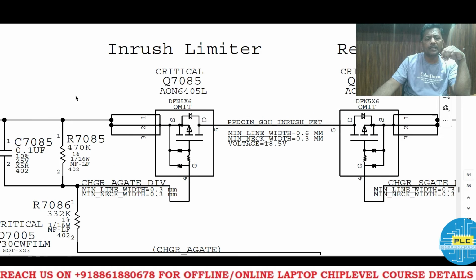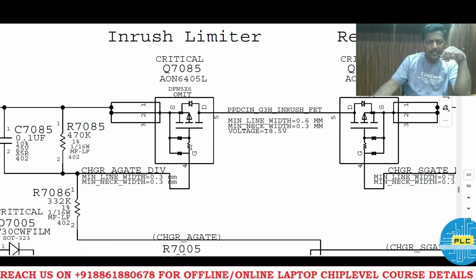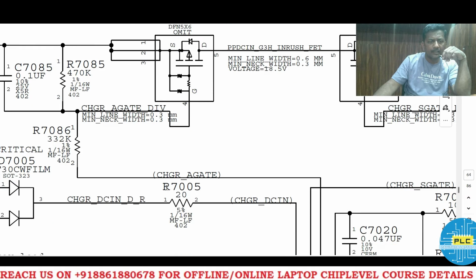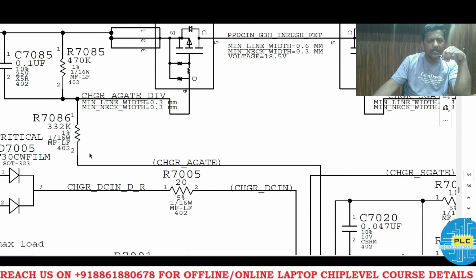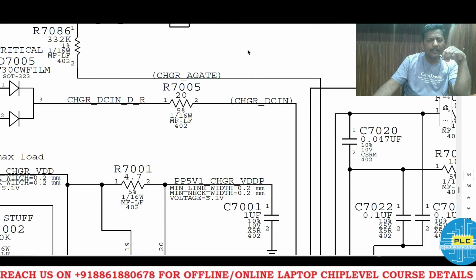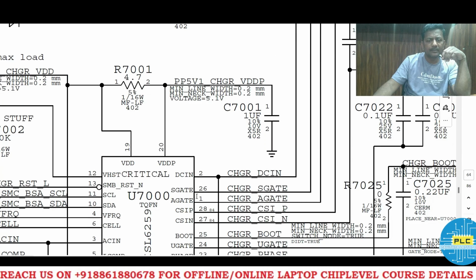Here is the source voltage. It's a battery voltage, approximately 12 or 16, whatever it may be. The gate is lesser than this. How will it happen? See, here is a resistor. Wait, we will check. See, here one resistor. It has gone to pin number 26.